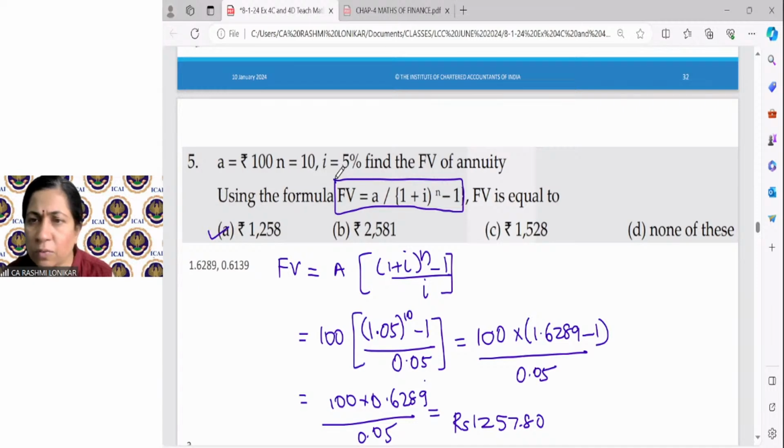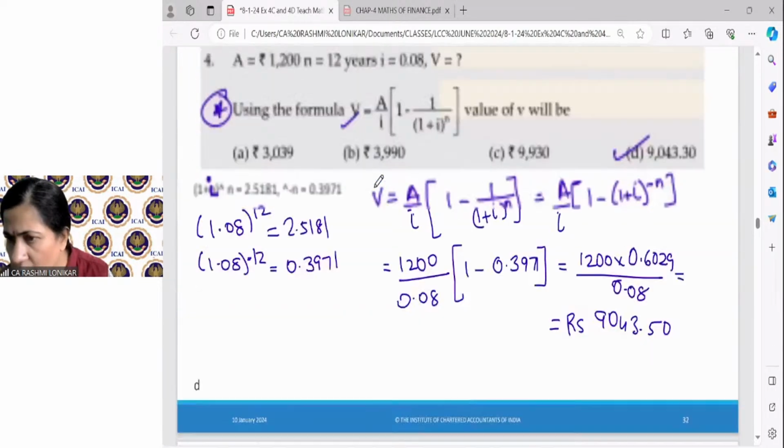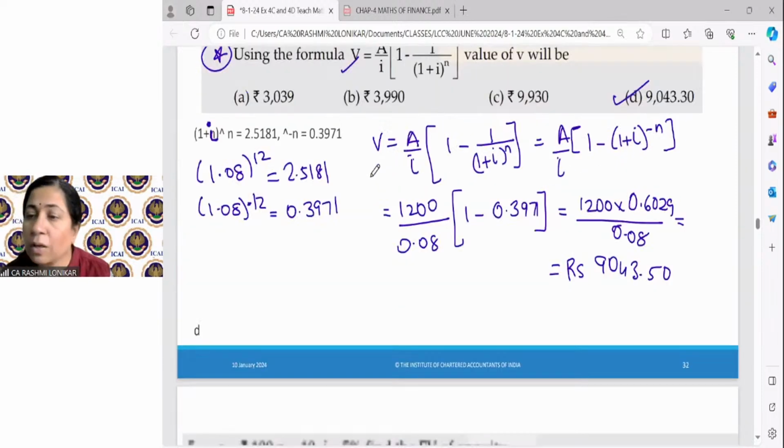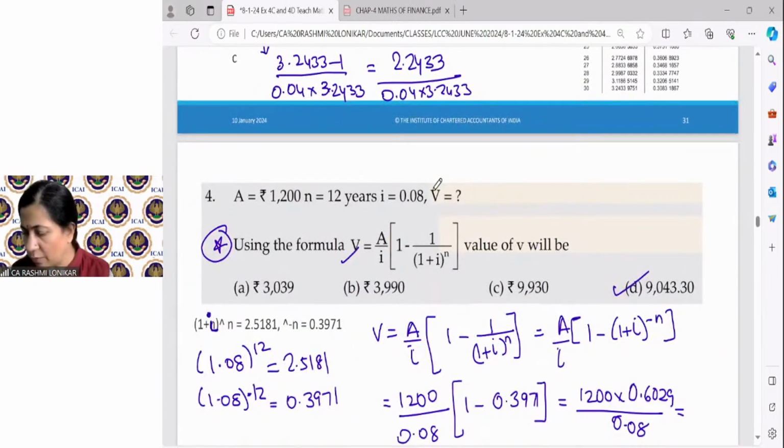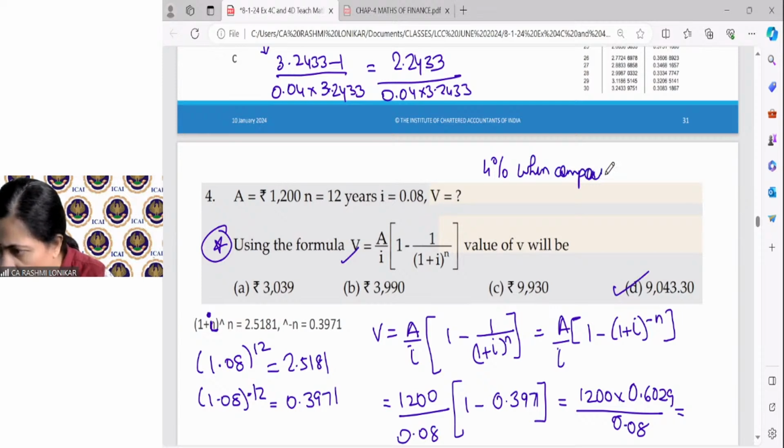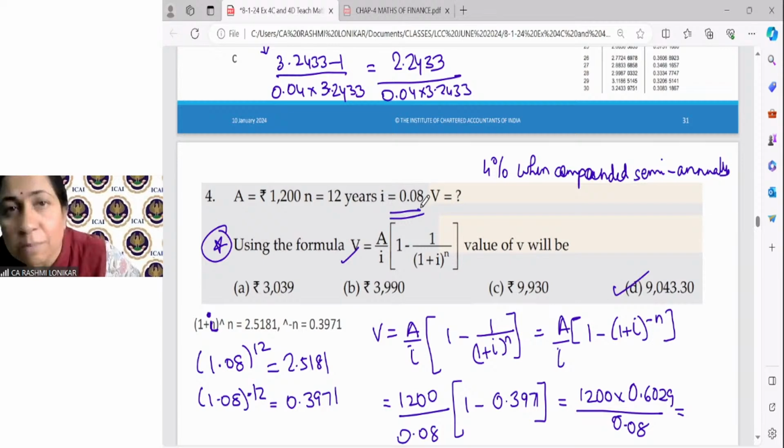Ritika, for which value we have to take the 4%? Okay, see, she's asking when do I have to take 4%? The 4% will be when it is compounded semi-annually. Here, nothing is given about the compounding. That means when nothing is given, it means it is annual. Okay, clear?